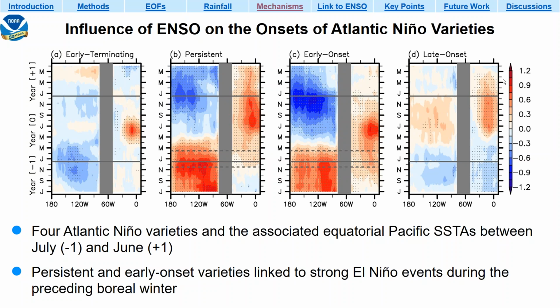Okay, so that's it. And then the last flavor, the late onset flavor, you see there is very little connection to the Pacific. So that's consistent with our conclusion that a late onset flavor is basically a self-sustained oscillation internal to the Atlantic basin. I think I'm almost done.